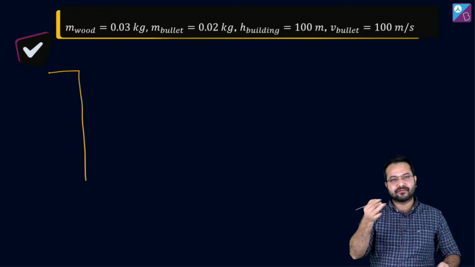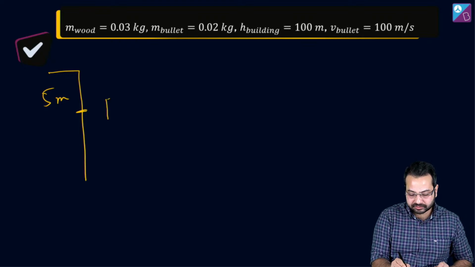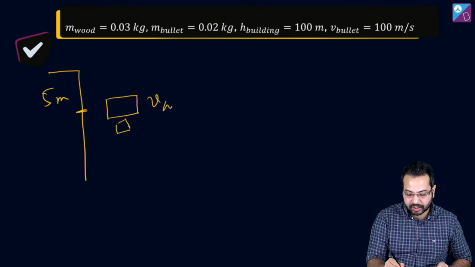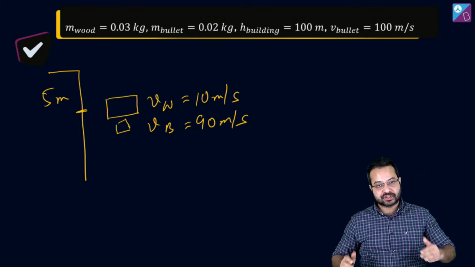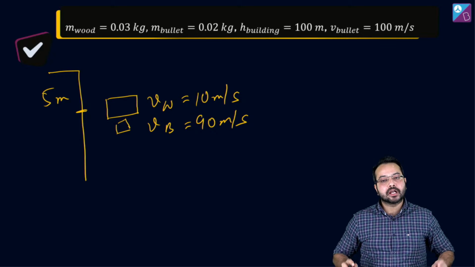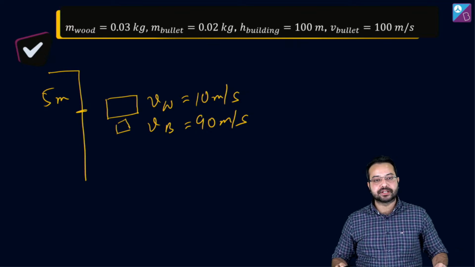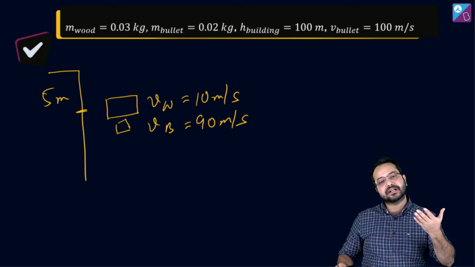All right. So I'm going to the next slide for clarity. I don't want to make it too muddled. Okay. So the velocity of wood comes out to be 10 meter per second, and velocity of the bullet comes out to be 90 meter per second just before the collision, and it is going to be a perfectly inelastic collision. Absolutely, Jack Sparrow is absolutely right.